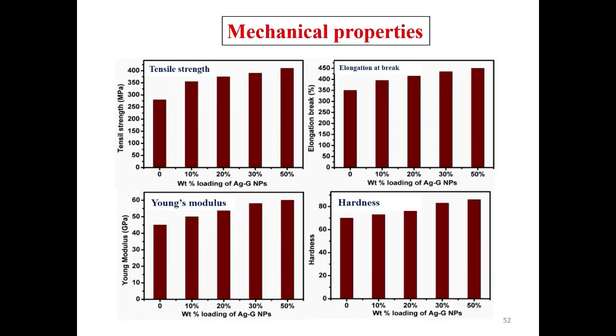This is the mechanical property: high tensile strength, with 50% loading showing high tensile strength, more than 350 megapascal. When we talk about elongation at break, it is more than 400%, and the Young's modulus is between 50 and 60 gigapascal. Hardness is very high, and because of the hardness, this material can be used as a reinforcing material in polymers to improve their properties for the desired application.